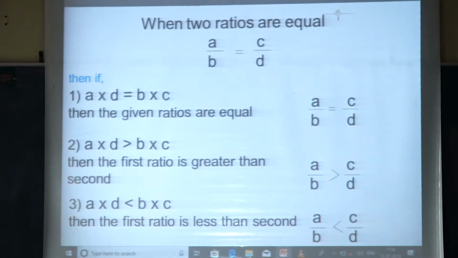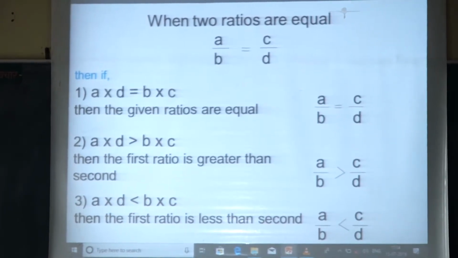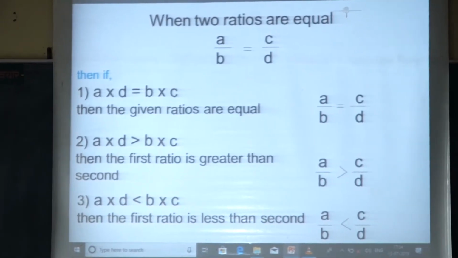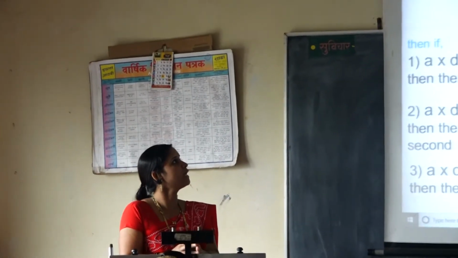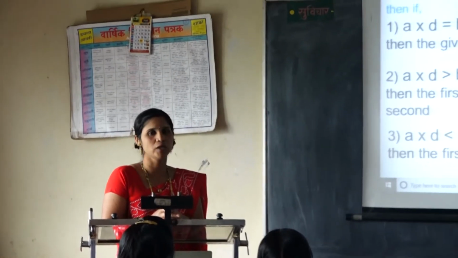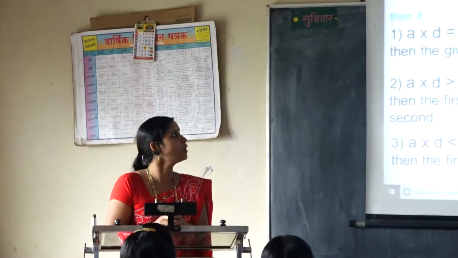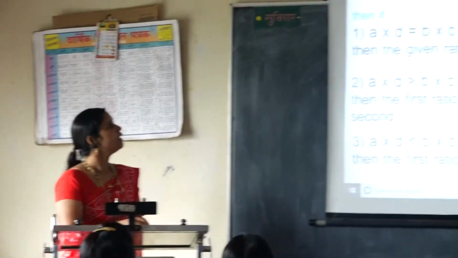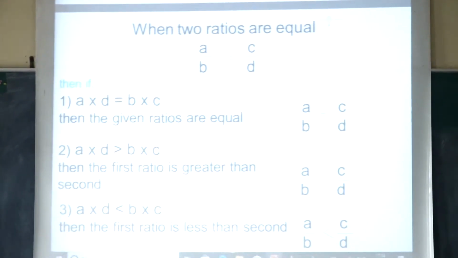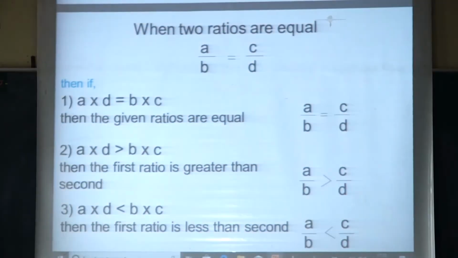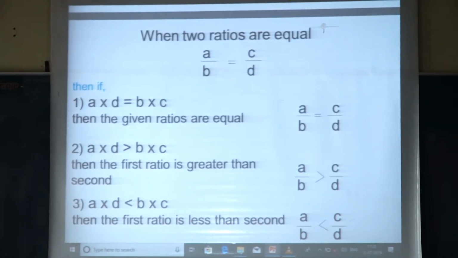When we compare two ratios, we can make the comparison by using their cross product, or cross multiplication. For example, if two ratios are equal, that means if A upon B is equal to C upon D, then A into D is equal to B into C. Then the given ratios are equal. That means A upon B is equal to C upon D.